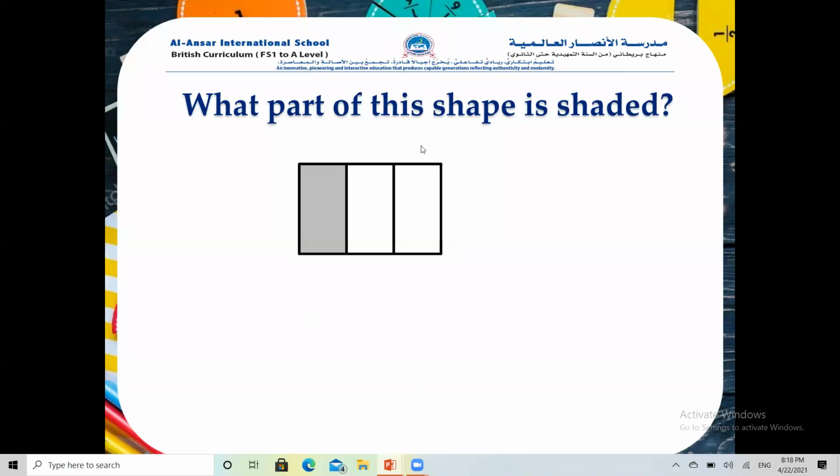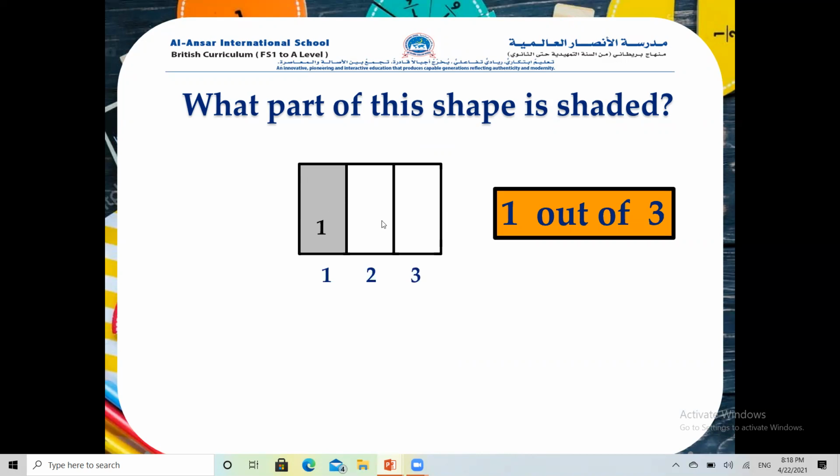Look at here. I have this rectangle and we cut it into 3 pieces. 1, 2, 3, right? Now, what part of this shape is shaded? 1. 1 out of what? 1 out of 3, right? Only 1 part is shaded out of 3 parts. 1, 2, 3. So we write it like this, 1/3.